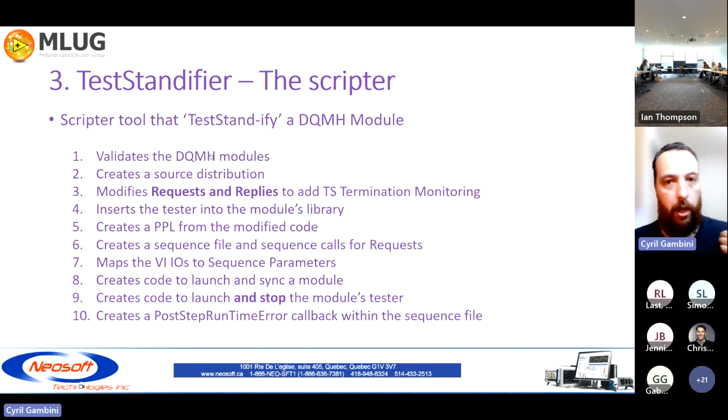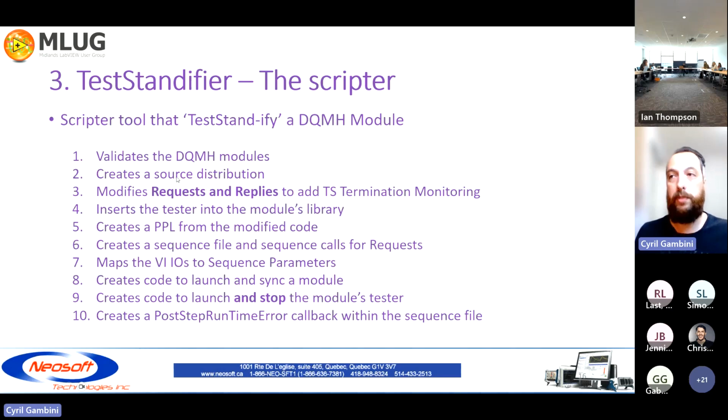DQMH comes with a validator. So if you create a module, you can run a validator on top of that module, and several tests will be performed to ensure that your DQMH module will run well and correctly. The validator is actually invoked from the scripter. Then if your DQMH module is valid, we create a source distribution.